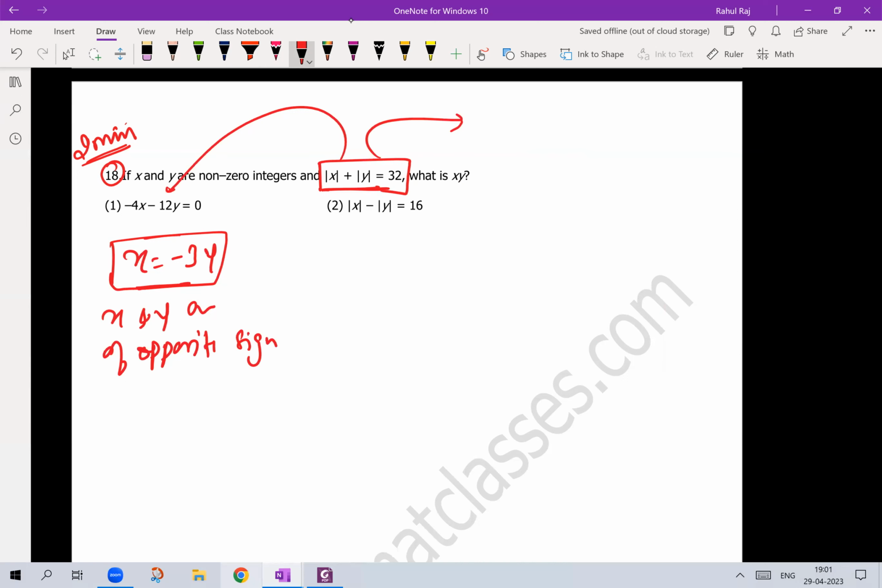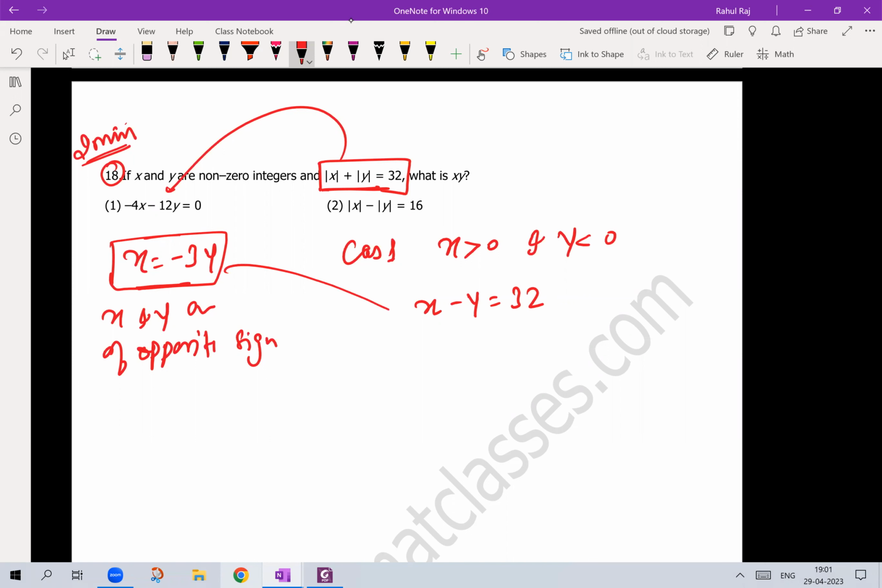First of all, because statement number 1 says x and y are of opposite sign. Now, can I evaluate my information based on statement number 1? Because I can conclude from statement number 1 that x and y are of opposite sign. Can I take case 1 when x is positive and y is negative? If x is positive, what is the value of mod x? x, right? If y is negative, what is the value of mod y? Negative y. This is equal to 32.